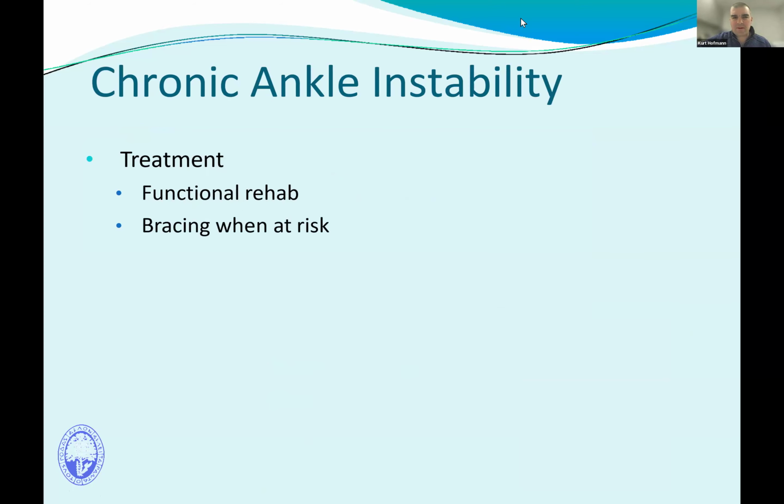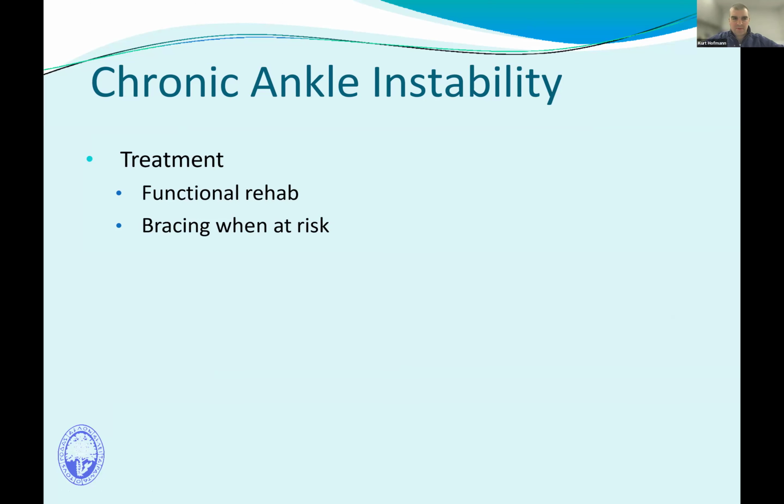Okay, so now we've made our diagnosis. We have a patient in our office. They've had multiple sprains. They have continued episodes of instability. They obviously have concerns in terms of their overall function and rehabilitation. So how do we start the process of trying to rehabilitate these patients?